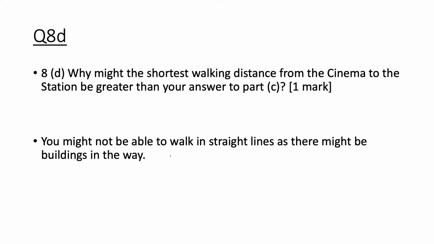Right guys, this is question 8D. It says why might the shortest walking distance from the cinema to the station be greater than your answer in part C? My answer is you might not be able to walk in straight lines as there are buildings in the way. So this was one of the questions that was missed on the first video.